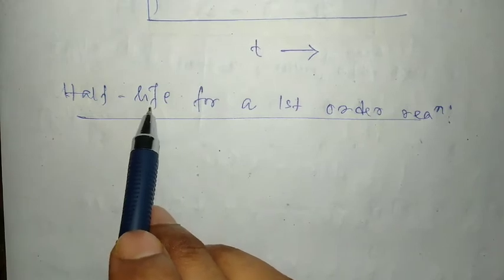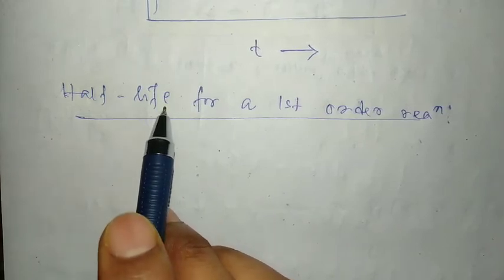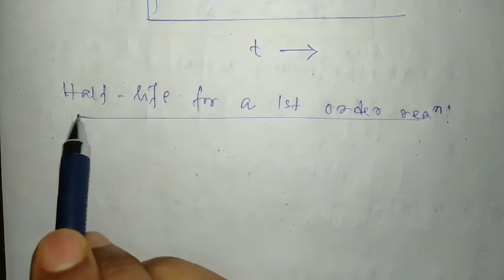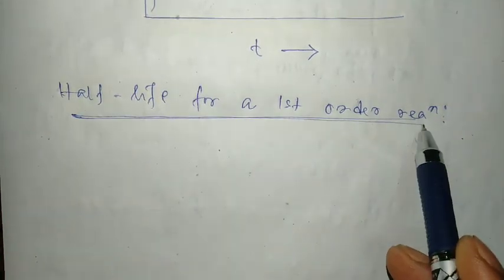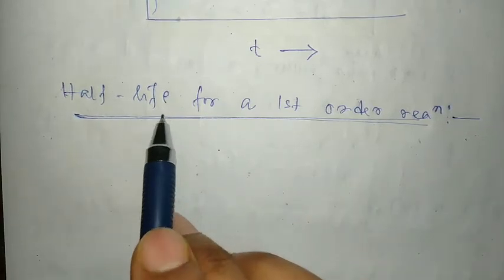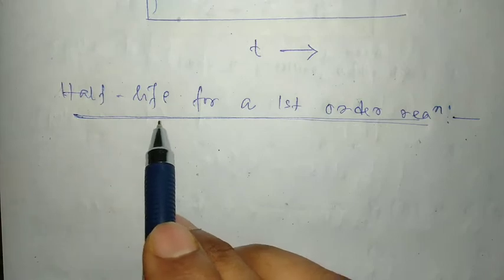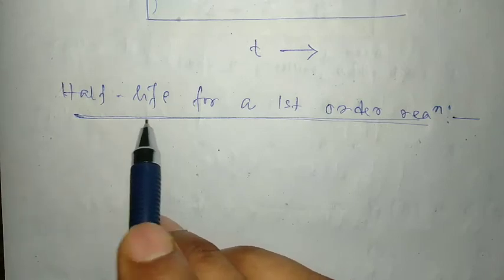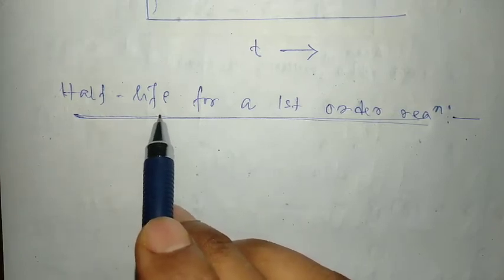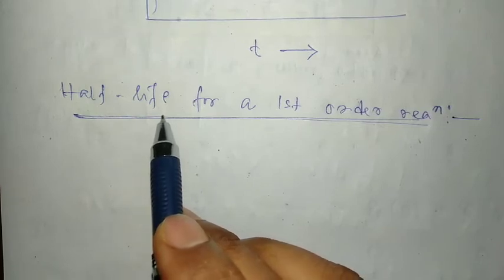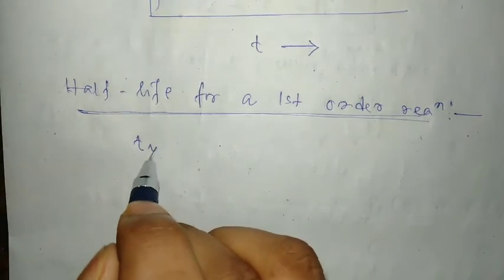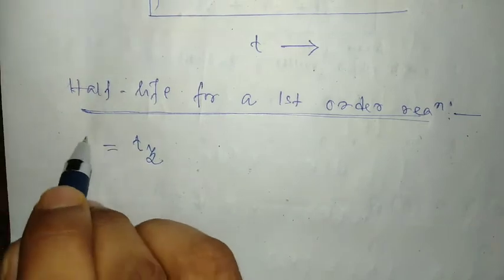Half life is a time at which the concentration of the reactant is reduced to half of the initial concentration of the reactant. At half life, 50% of the reactant is converted into product. So half life is a time in which the concentration of the reactant reduces to half. For example, the initial amount of the reactant is 10 grams. So after the time when the reactant amount becomes 5 grams, that is the half life for that particular reaction.